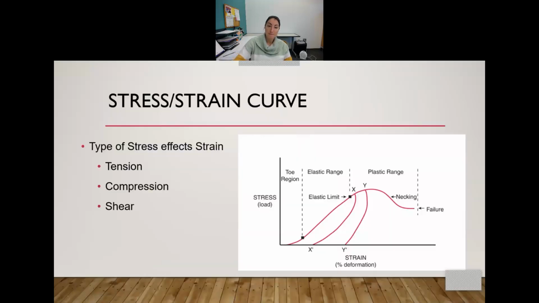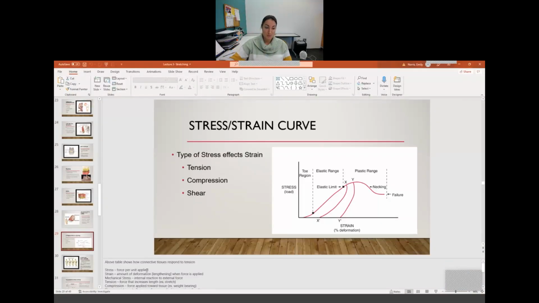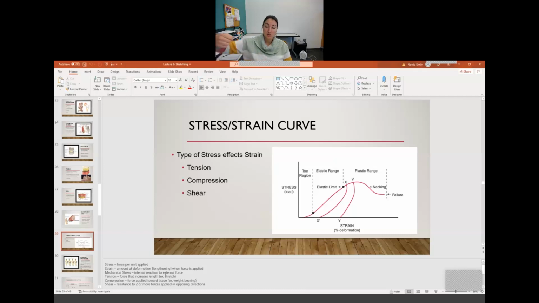The stress-strain curve, there is a point, I want to read some of this stuff below for this. So the difference between stress and strain: stress is force that is applied, and strain is the amount of deformation or lengthening that occurs in response to that force. Tension is when the force is a lengthening force. Compression is when it's pushing together. And then shear is when 2 forces are going in different directions. Like if you have something pushing it 2 different ways, that is a shear force.